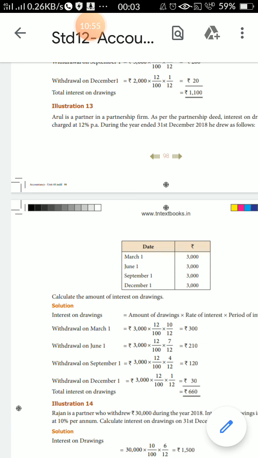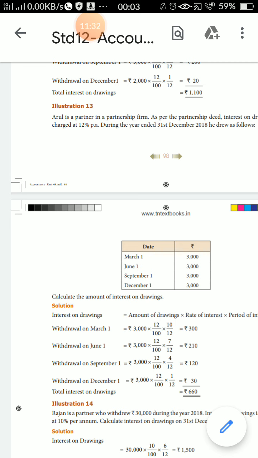Solution: calculate. You must write the calculation of the amount of interest on drawings. You must write this line. First one, how much amount? March 1, how much? 3,000 is withdrawn. 3,000 into 12 by 100 into 10 by 12 is 300. In the calculation, the zeros cancel, so 30 into 12.